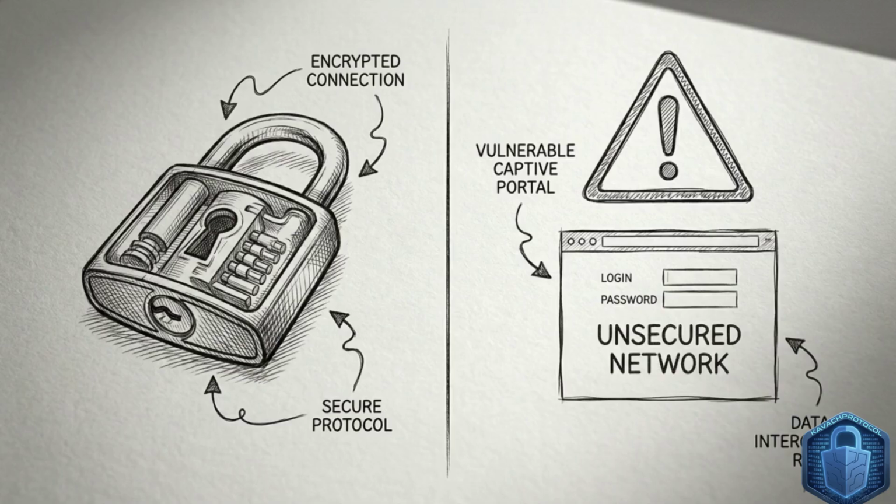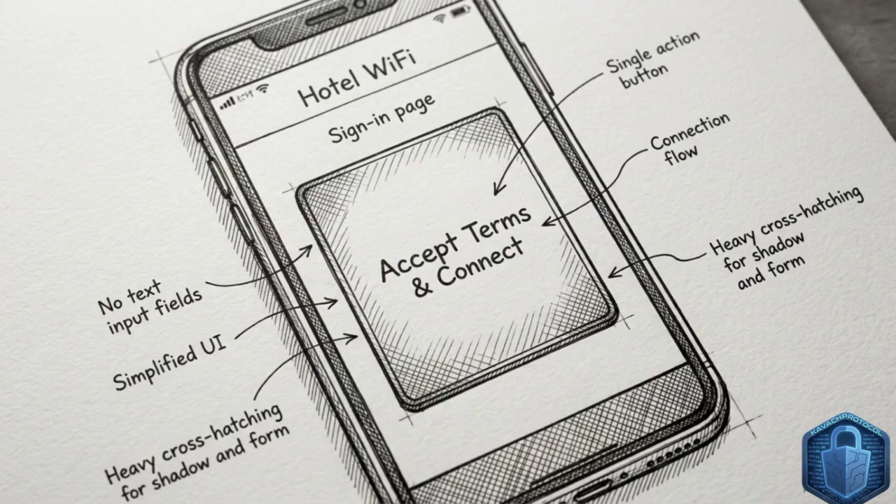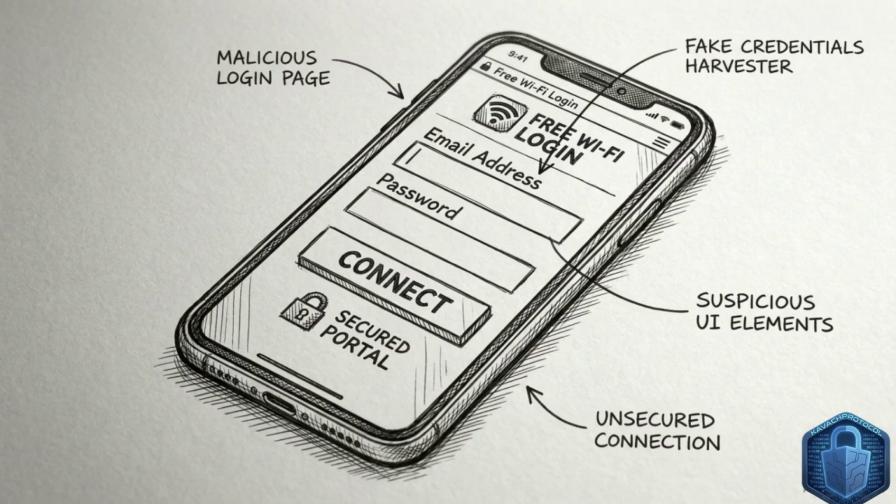This strict encryption requirement also helps you spot malicious captive portals. A legitimate hotel or airport sign-in page usually just asks you to accept terms or enter a room number. A malicious portal will demand you register with an email and password. Handing over credentials you use elsewhere sends them straight to the attacker.